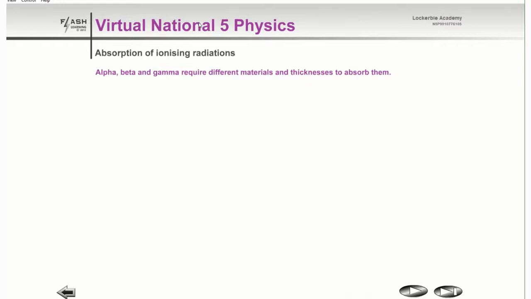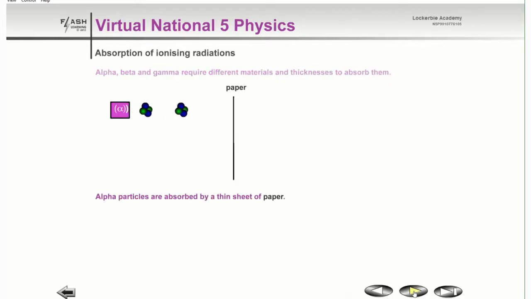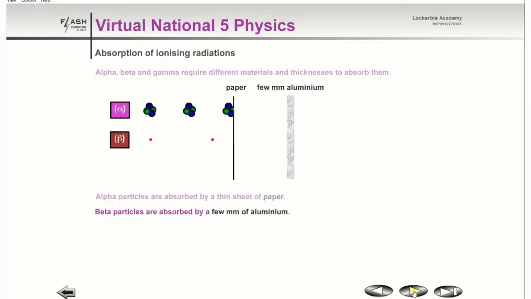Alpha, beta and gamma require different materials and thicknesses to absorb them. Alpha particles are absorbed by a thin sheet of paper and travel a few centimeters in air. Beta particles are absorbed by a few millimeters of aluminium and travel a few meters in air. They can pass through paper.